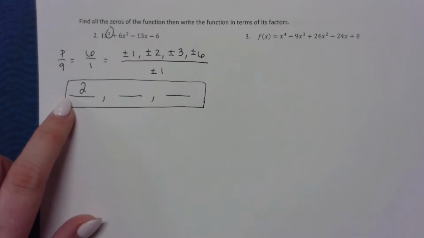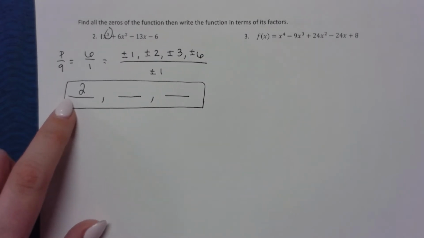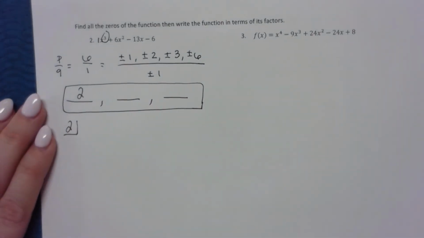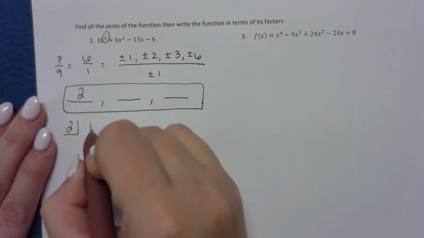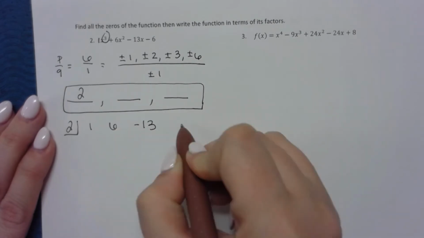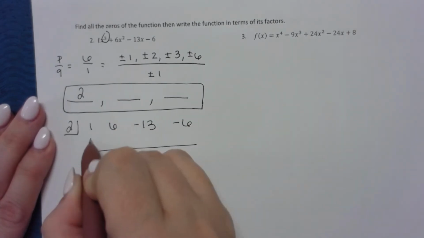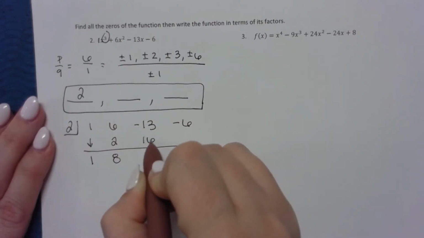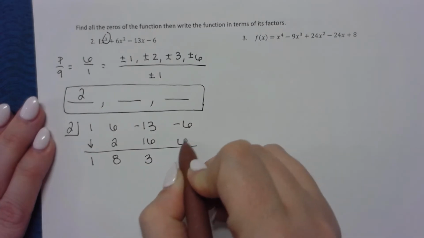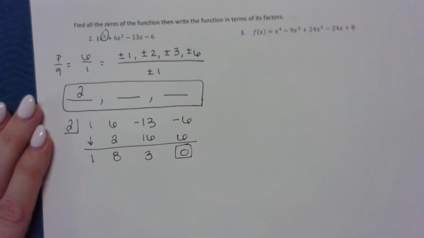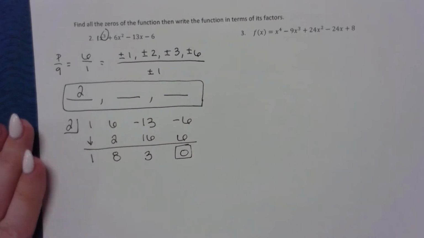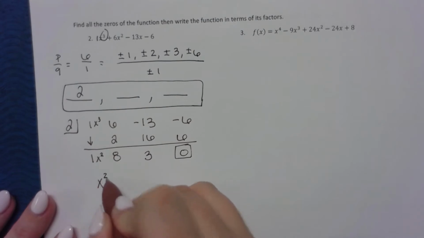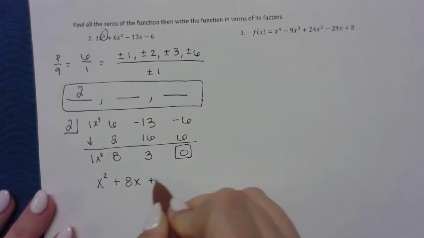So unlike our last problem where I was able to find all of the answers, in this problem, I can only find the 2. So now I'm going to go to my synthetic division with my answer of 2. So we've got 1, 6, negative 13, negative 6. Bring down the 1, multiply. Now remember, if you don't get a 0 here, something went wrong. Go find your mistake somewhere. Because this was an x cubed, this is an x squared. So we've got x squared plus 8x plus 3.